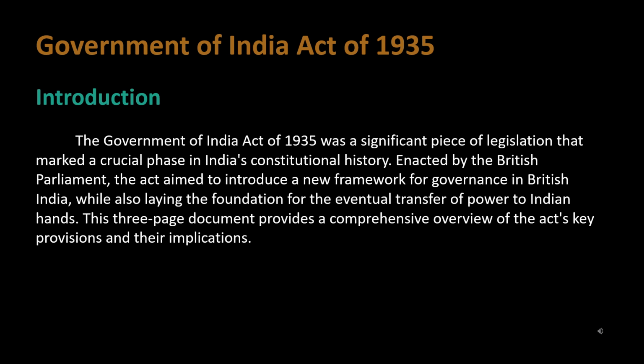Introduction. The Government of India Act of 1935 was a significant piece of legislation that marked a crucial phase in India's constitutional history. Enacted by the British Parliament, the Act aimed to introduce a new framework for governance in British India, while also laying the foundation for the eventual transfer of power to Indian hands. This three-page document provides a comprehensive overview of the Act's key provisions and their implications.